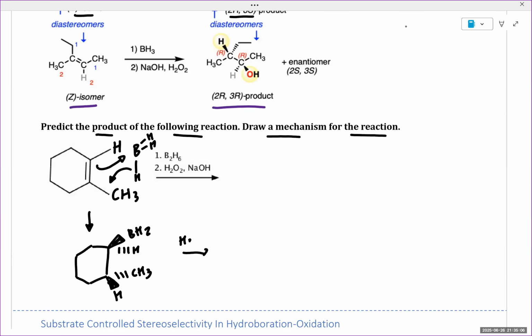Treatment with hydrogen peroxide and sodium hydroxide oxidizes the boron atom to yield an alcohol. Net, the alcohol is installed at the least substituted position, syn to the hydrogen. This yields the following product, plus its enantiomer.